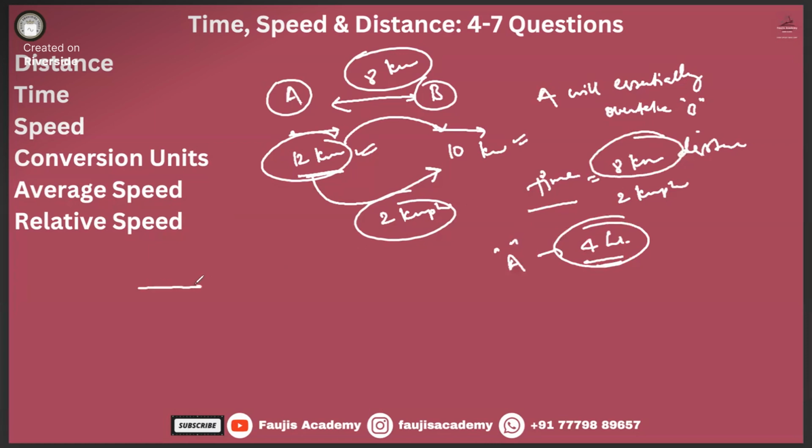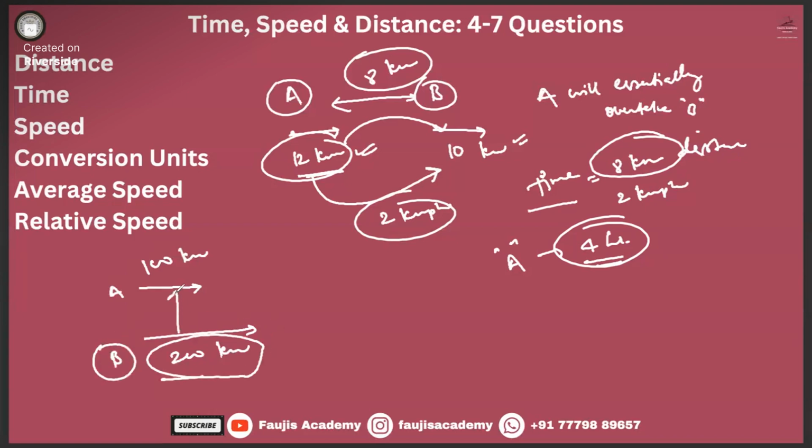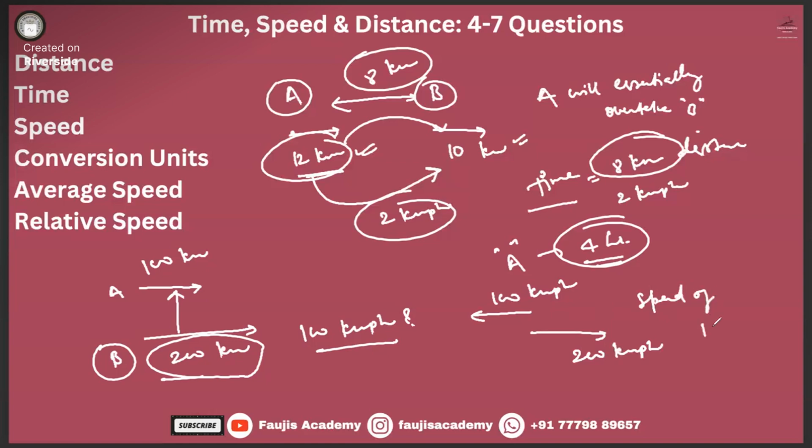Now let us say two trains are running. One is running at the speed of 100 kmph, another at the speed of 200 kmph. So train B is essentially leaving behind train A at the speed of 100 kmph, right? And what if these two trains were running in different directions, one at 100 kmph, the second at 200 kmph? What exactly would have happened in that case? Both of them would have been leaving behind each other at the speed of 100 plus 200, that is 300 kmph.